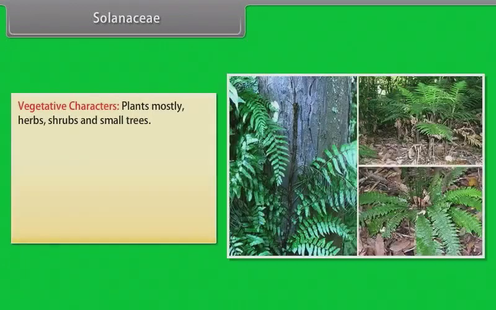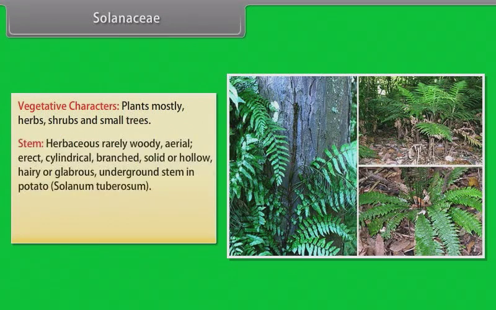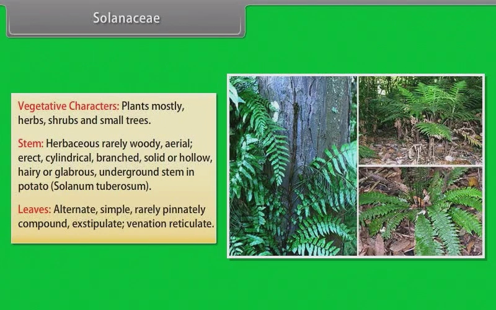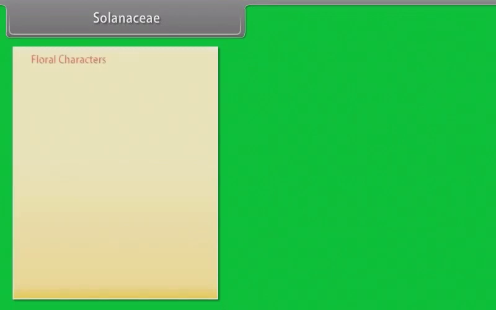Vegetative characters. Plants mostly herbs, shrubs, and small trees. Stem: herbaceous, rarely woody, aerial, erect, cylindrical, branched, solid or hollow, hairy or glabrous, underground stem in potato, Solanum tuberosum. Leaves: alternate, simple, rarely pinnately compound, exstipulate, venation reticulate. Floral characters.